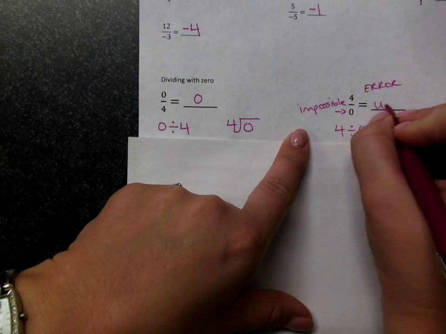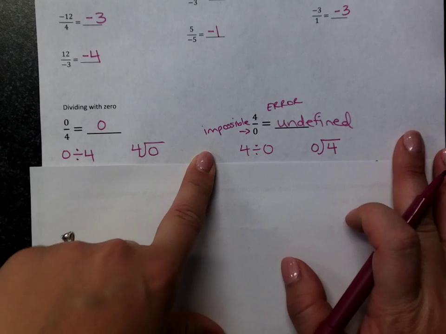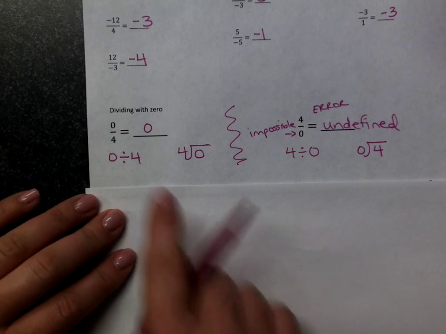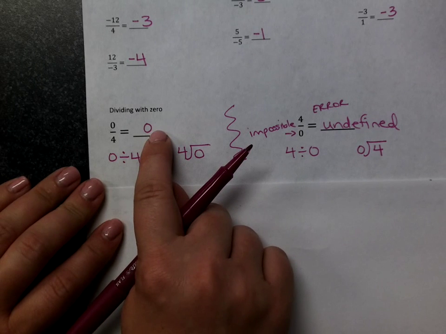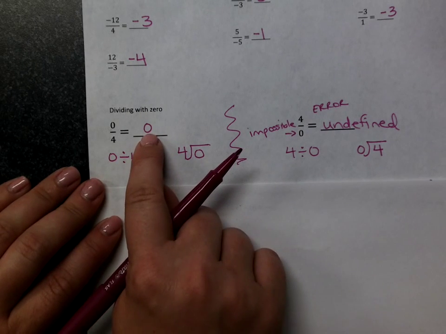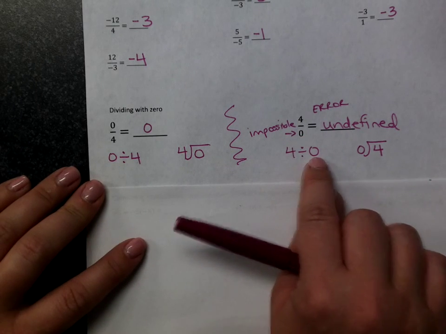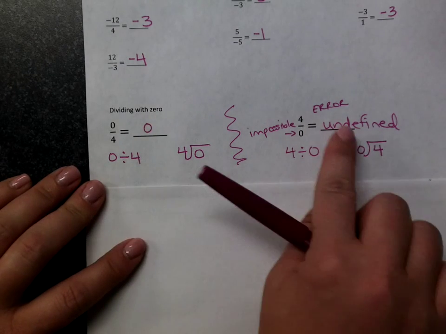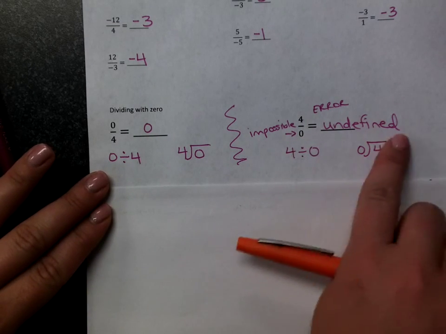And so we call this undefined. Undefined. So it's very important. These are two totally different ideas. If 0 is on top, the answer is 0. If 0 is first, the answer is 0. If 0 is in the house, the answer is 0. If we switch that, if 0 is on the bottom, if 0 is second, or if 0 is on the outside of the house, the answer is undefined. These are two totally different answers. And so you'll need to find a way to remember if 0 is on top, the answer is 0. If 0 is on the bottom, the answer is undefined.